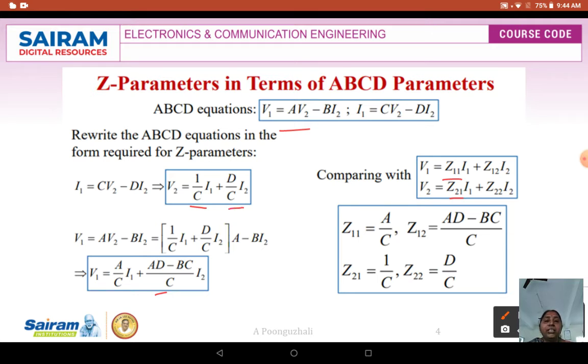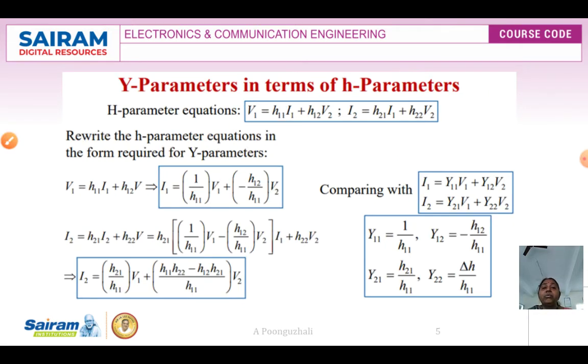So this is your Z parameters in terms of your ABCD parameters there. Next is Y parameters in terms of H parameters. The H parameter equations are V1 is equal to H11 into I1 plus H12 into V2, and I2 is equal to H21 I1 plus H22 V2.